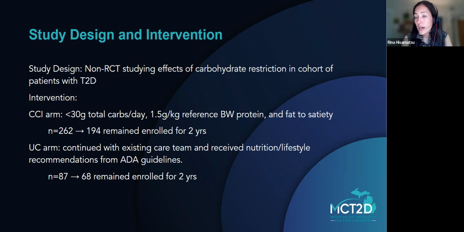In the intervention arm, participants received a meal plan of less than 30 grams of total carbohydrates a day. They consumed 1.5 grams of protein per kg of their reference body weight, and they consumed fats to satiety. In the usual care arm, participants continued with their existing care team and received nutrition recommendations using the ADA guidelines.